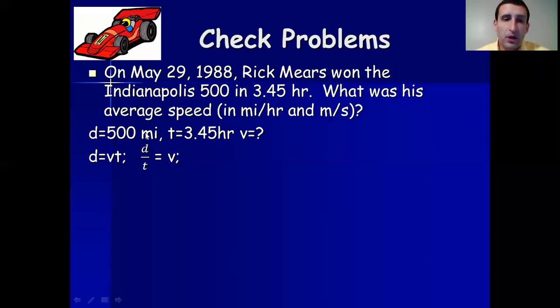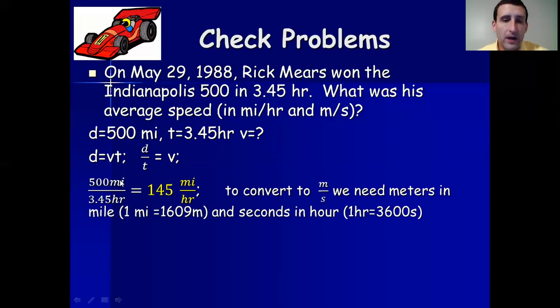Now we're ready to plug our actual values into our working equation. 500 miles over 3.45 hours. And we get 145 miles per hour as an average speed, right? He's in a car designed for speed, and so that doesn't necessarily surprise us that it's a high number, right? This is a race car.